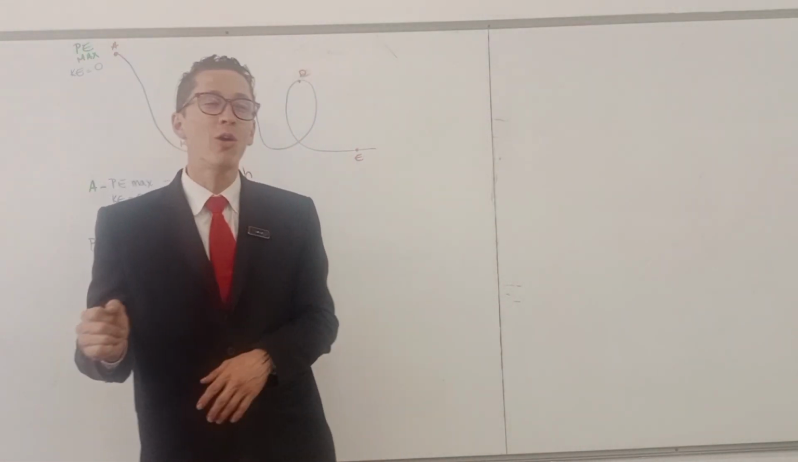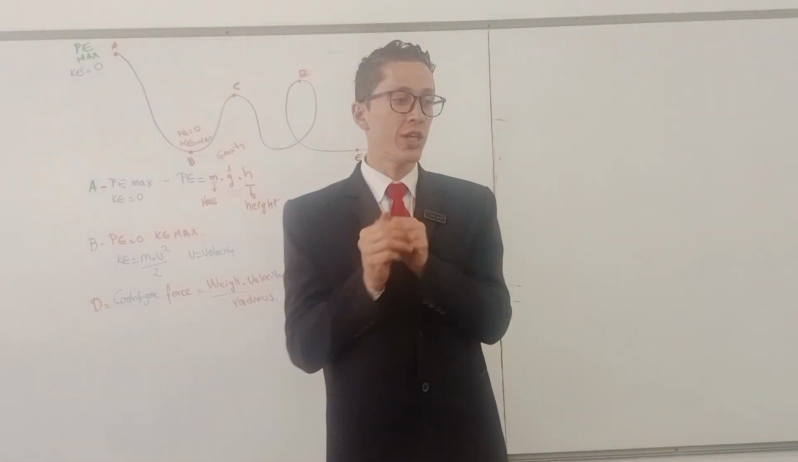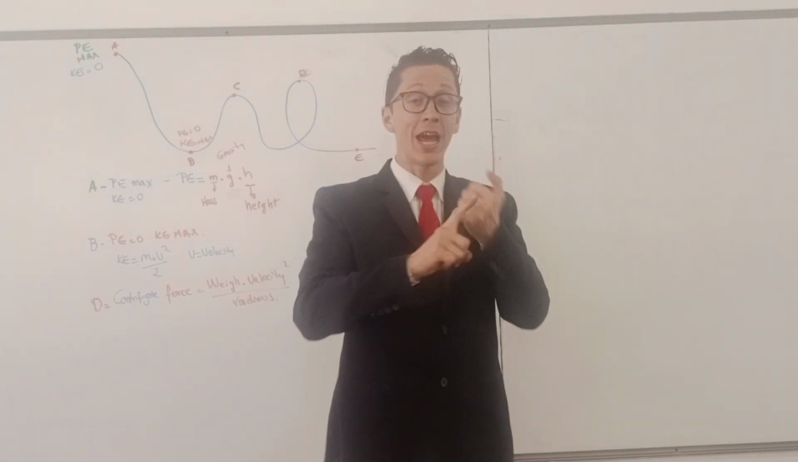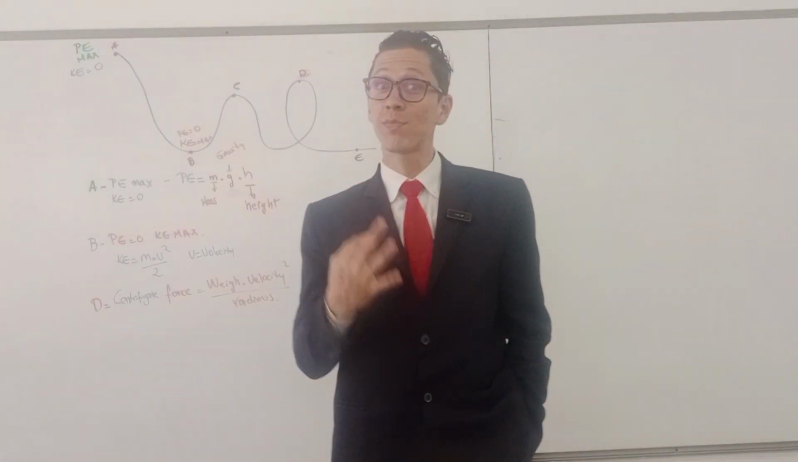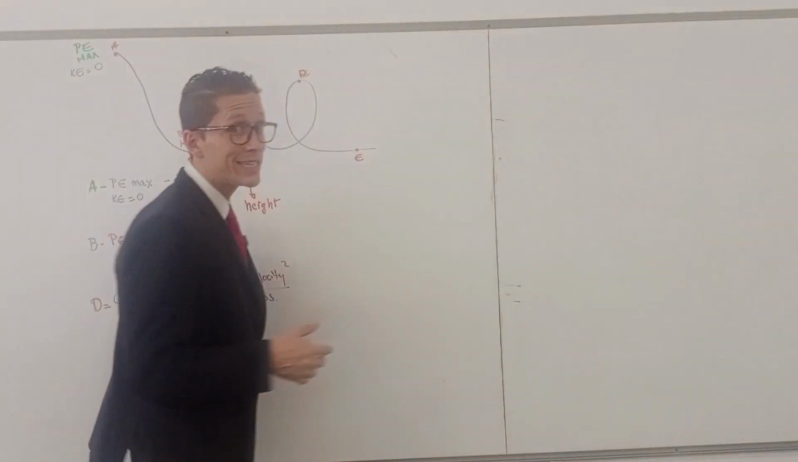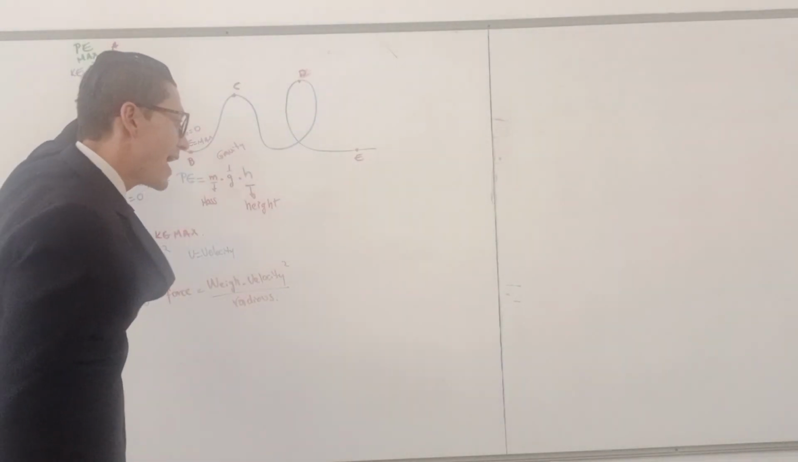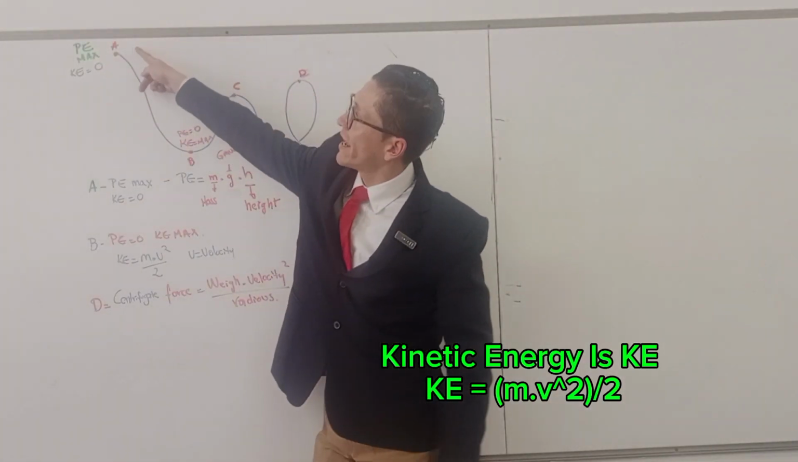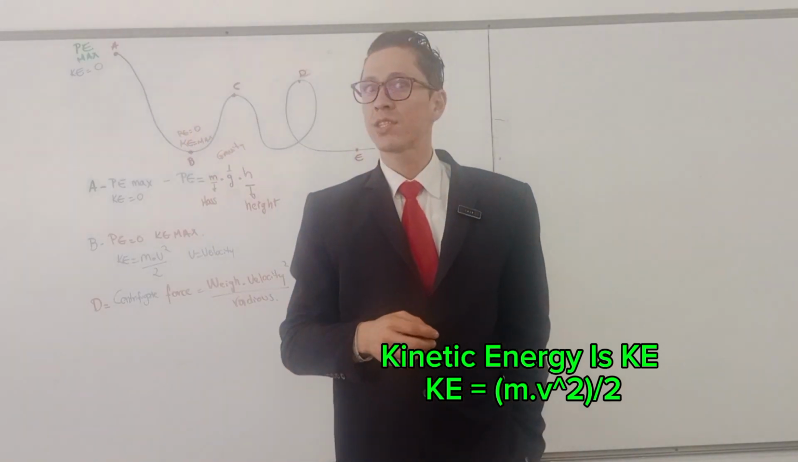We were talking about how the work is converted into kinetic energy and potential energy. Then we have to recognize this point, right? Now, let's check it out. The first part that we were talking about is A. We are saying that in this part A, the potential energy is maximum.